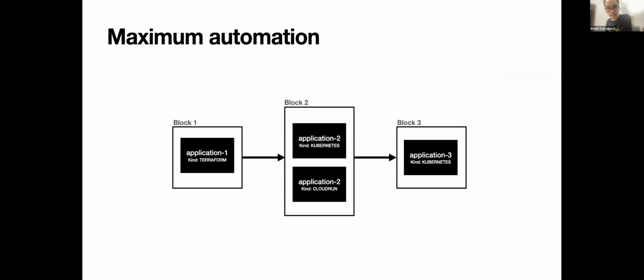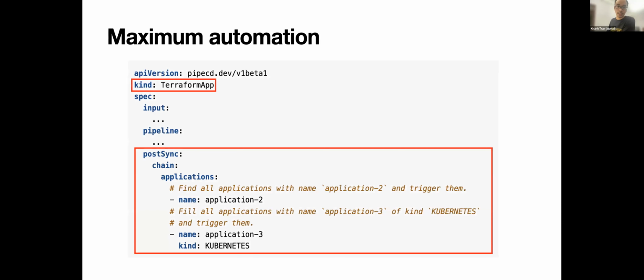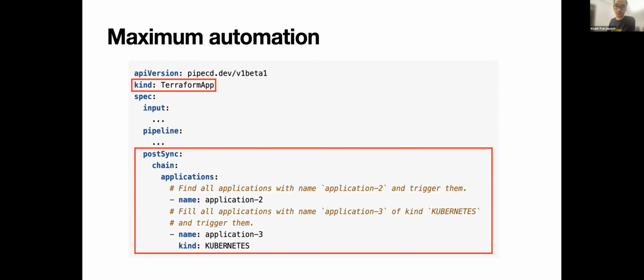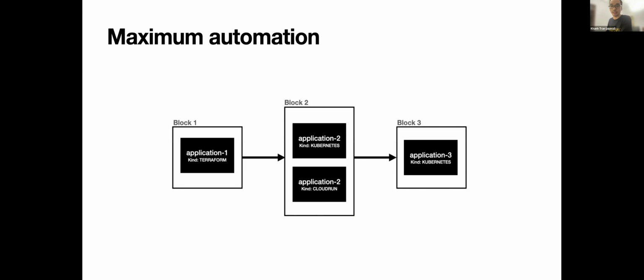The thing simply looks like this. First is a Terraform application. After it is triggered successfully, the post step in the chain triggers the next application. In my previous simple config, it is triggered by name. The name is application 2, and PipeCD will find whatever application has the name application 2, and it could be Kubernetes or Cloud Run or whatever, as the group 2. And after that, it runs the next one, application 3 of Kubernetes, just like that. So you can build a full system of whatever type of application mixed together with a single simple application configuration.